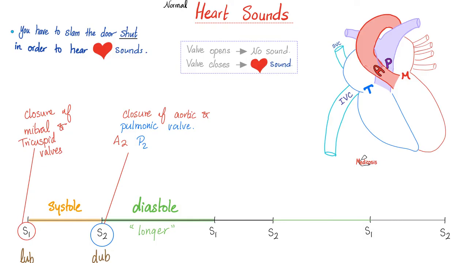When valves close, they give us a sound. When they open, they give no sound. The first heart sound is caused by closure of the mitral and tricuspid valves, but the second heart sound is due to the closure of the aortic and the pulmonic valves.